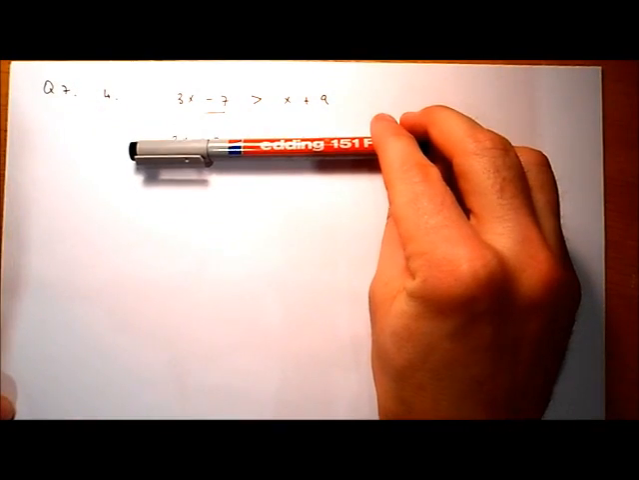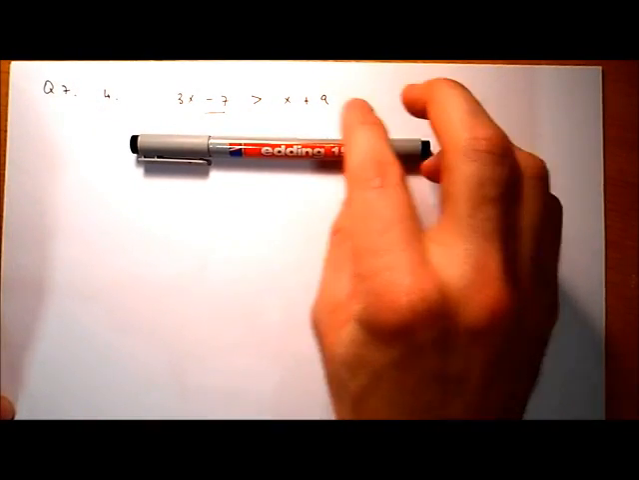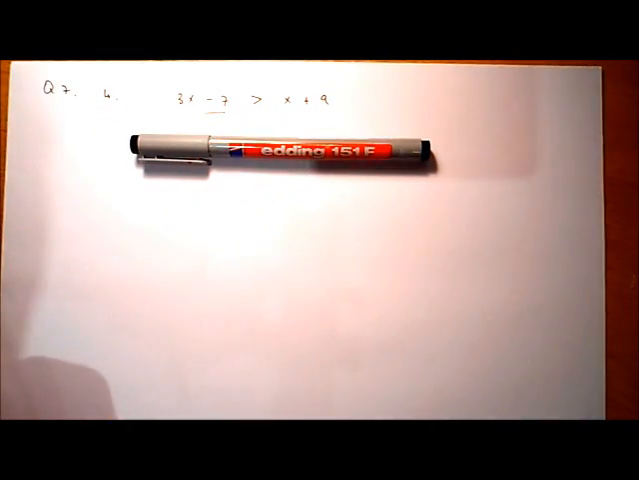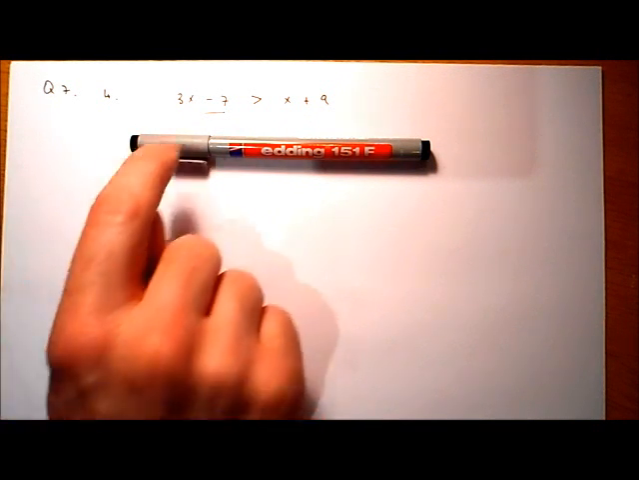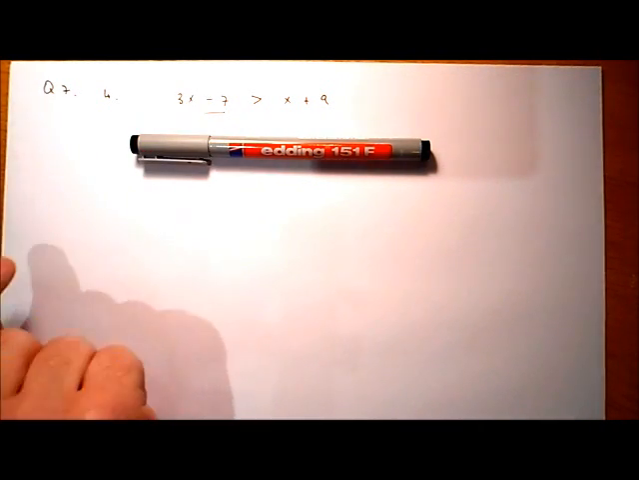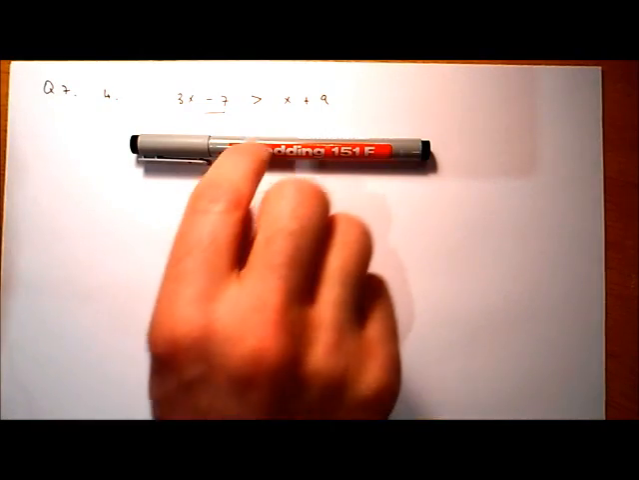Okay, I think the video stopped in the middle of this question, so let's have a go at it again. We started off with this: 3x minus 7 is bigger than x plus 9. We want to get x by itself, so I want to get rid of that minus 7. I'm going to do the opposite and add 7 to both sides.